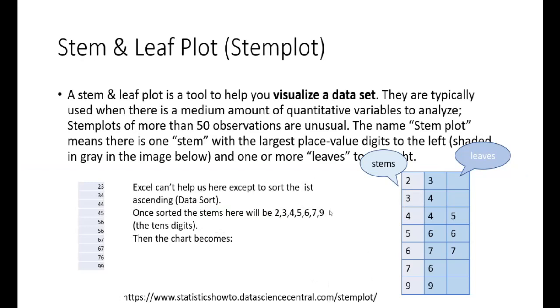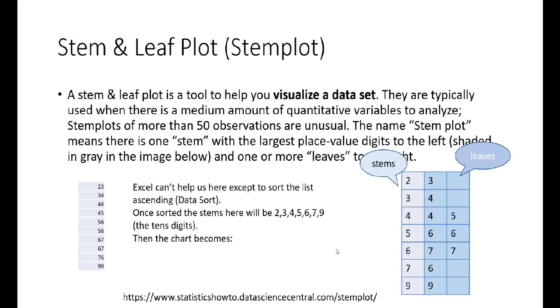Stem and leaf plot, sometimes called a stem plot, is another type of graph. This one isn't quite as easy because there isn't actually a stem and leaf chart in Excel. So what you're going to do is take your data set and use data sort in order to put the numbers all in order. And once they are sorted, you determine the stems.